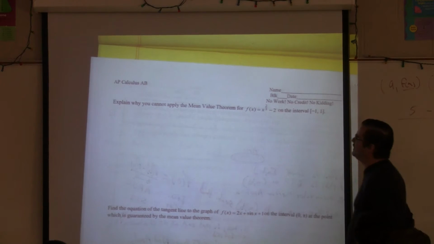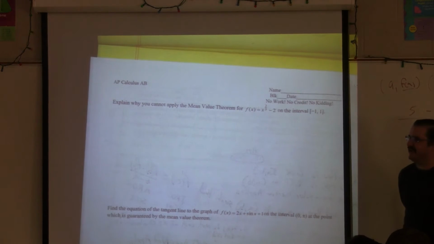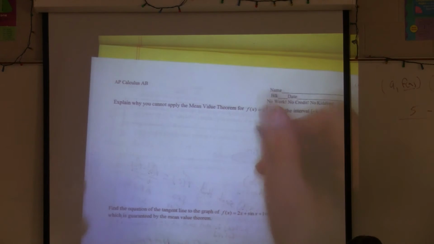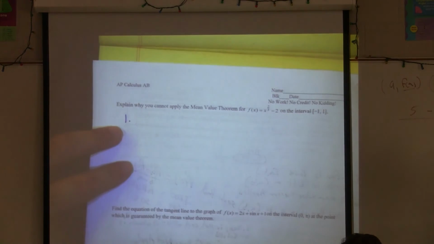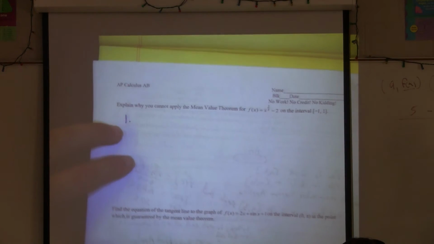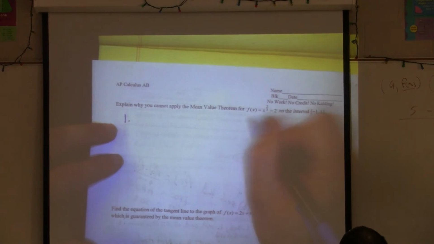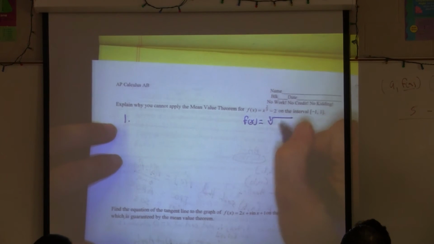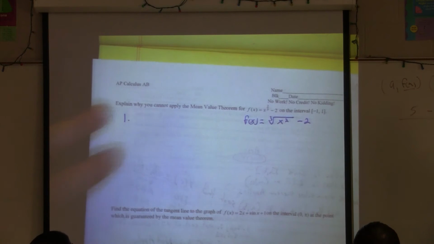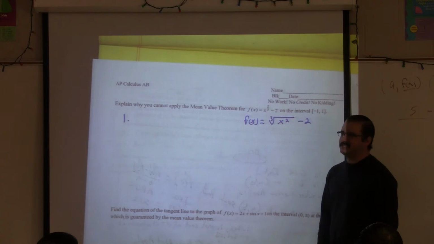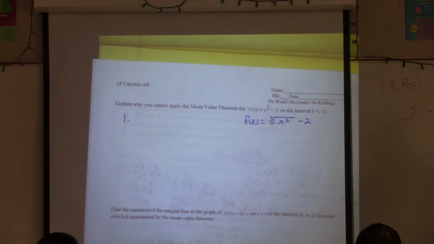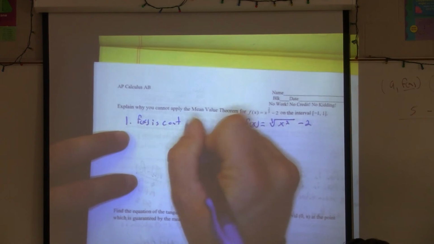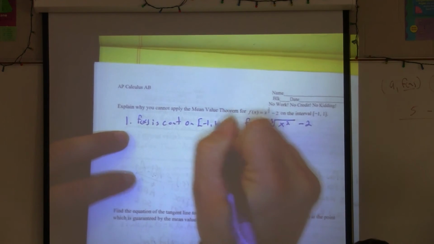Explain why you cannot apply mean value theorem to this one. So you already know mean value theorem doesn't apply. You've got to find out why. So first thing, is it continuous? How do you know? What would be another way of writing this? Cube root of x squared minus 2. So the cube root function, is that continuous everywhere? Yes. Any odd root function is continuous everywhere. So f of x is continuous on the closed interval -1 to 1.